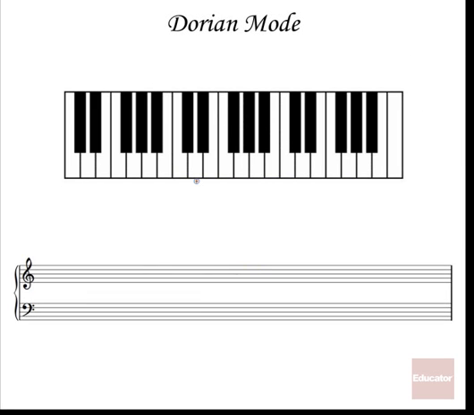Now let's move up one note of the scale to D. If we take the notes on the piano keyboard from D to D, then we get what's called the Dorian mode. So this is D, E, F, G, A, B, C, D. And now we've got a sort of scale that we haven't encountered before. So let's look at what scale this is close to and how it's different.